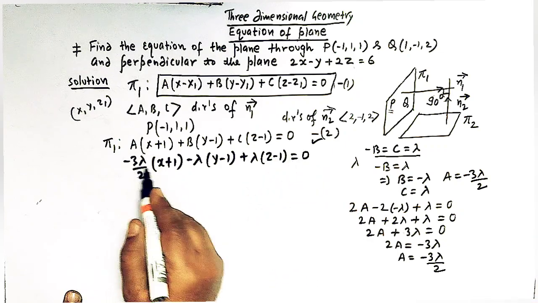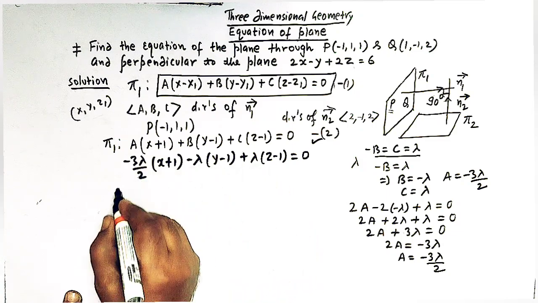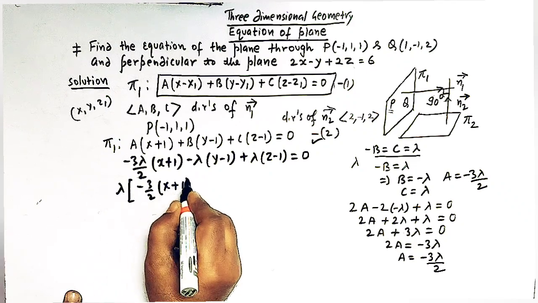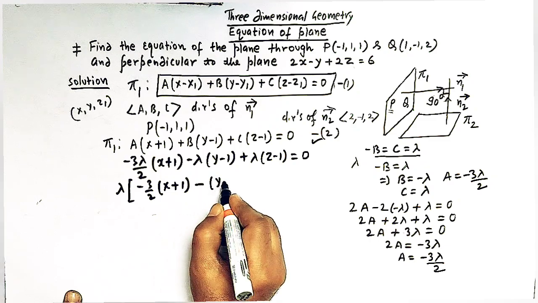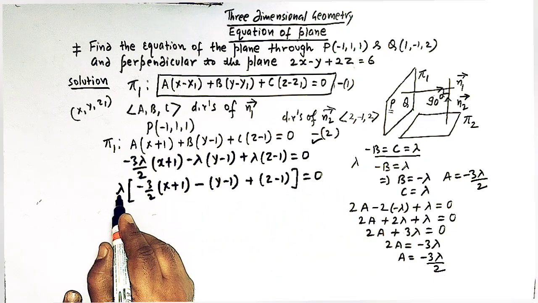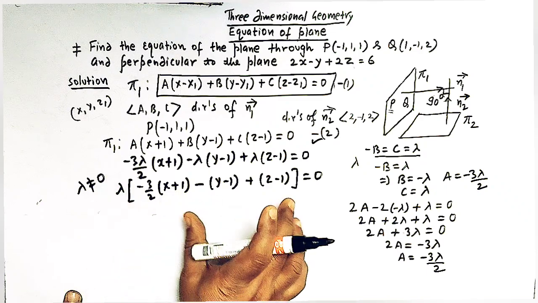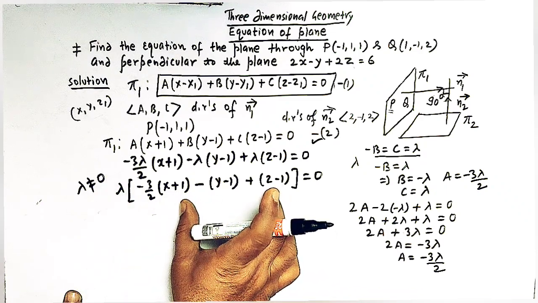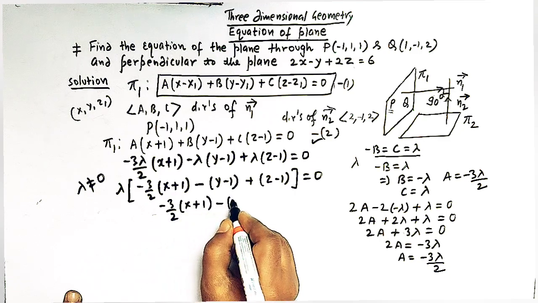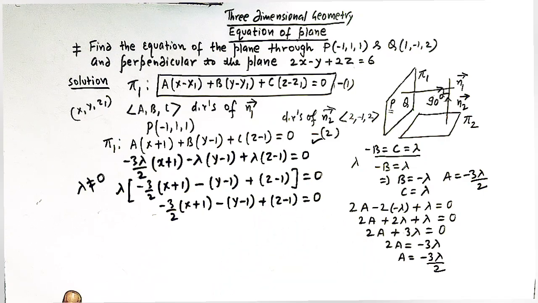Now see here lambda appears in all these three terms, right? So if we take lambda as common, so we have minus 3 over 2 times x plus 1, then we have minus y minus 1, and here we have z minus 1 is equal to 0. Now this scalar or this real number lambda is not equal to 0. So this expression has to be equal to 0. So we have minus 3 by 2 x plus 1, then we have minus y minus 1, and then we have z minus 1 is equal to 0, right?